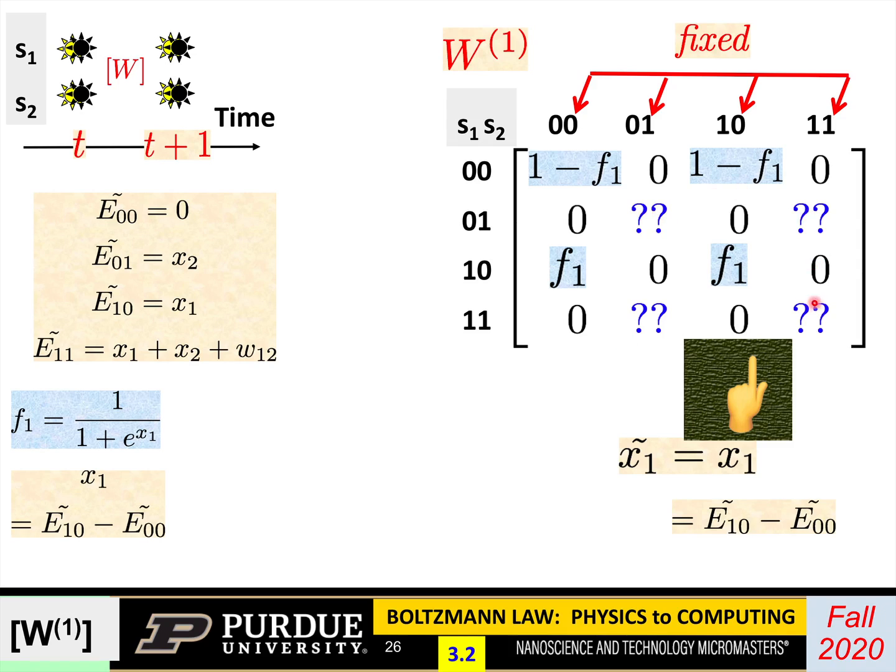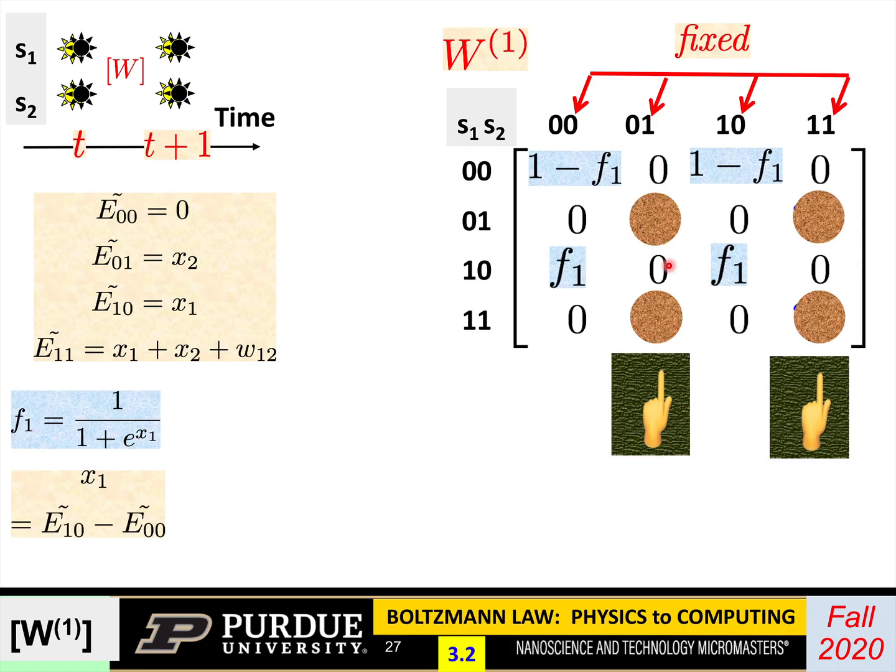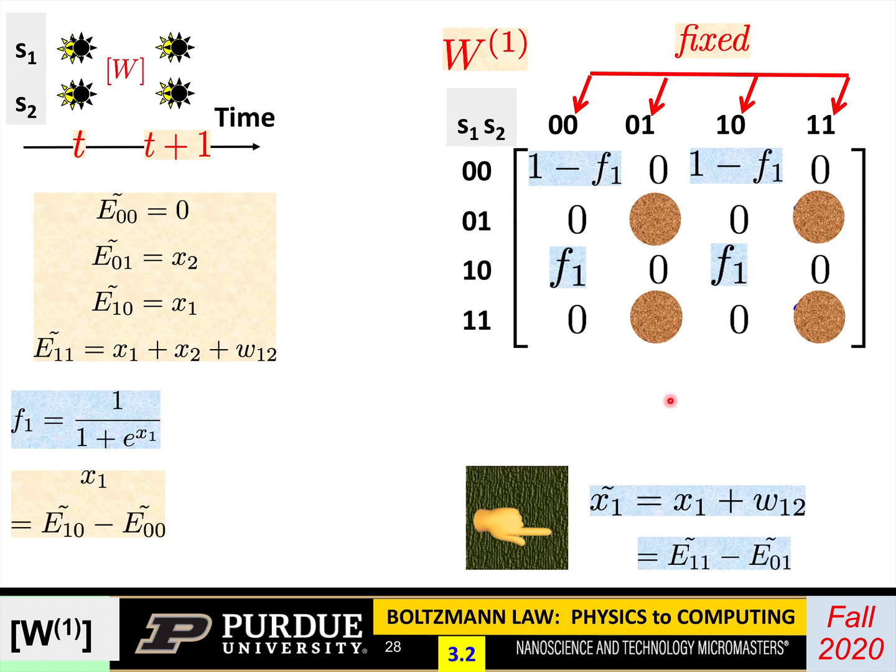Then you can go on to these blue ones, which involve a transition between 0, 1 and 1, 1. Right? And here, when you try to fill these up, the difference is that now we have to look at the energy difference between 1, 1 and 0, 1. So this and this. And that difference, you'll notice, is x1 plus W12. Last time the energy difference was just x1. And so this time, the Fermi function will involve this quantity.